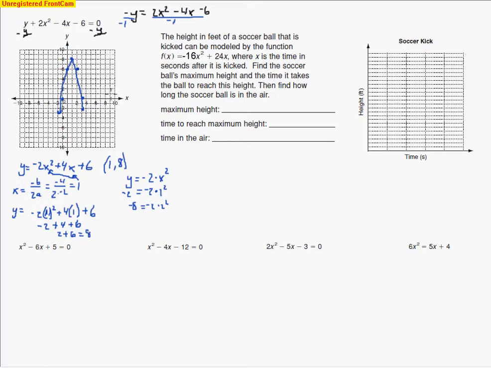You'll have some like that, and then you also have one that asks you some questions. Now in yours it might just ask for the time in the air, but I'm going to give you all 3 questions here: the maximum height, time to reach maximum height, and the time in air. So when you see a problem like this, you think about, where does it start? So remember how we looked at that y-intercept? Here we don't see a y-intercept, so that means that we have a y-intercept of 0. So we could write plus 0 here.